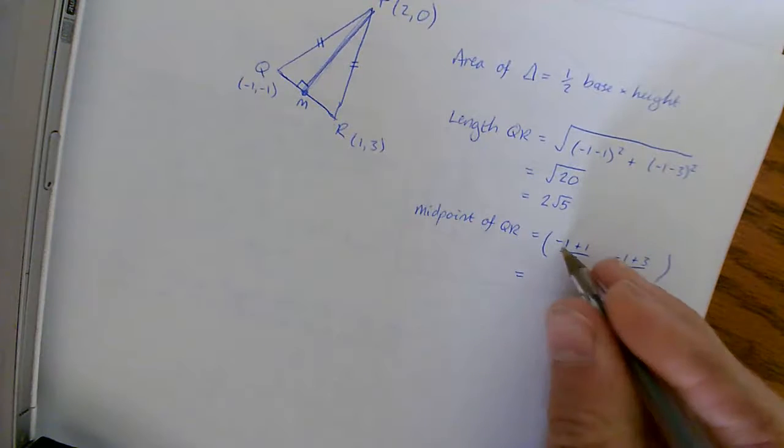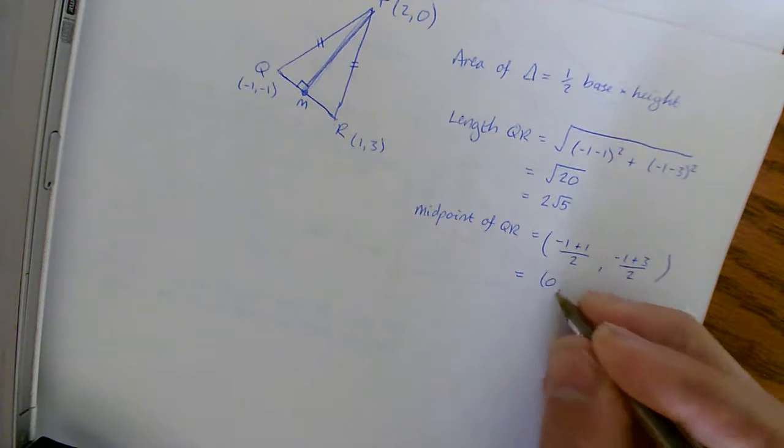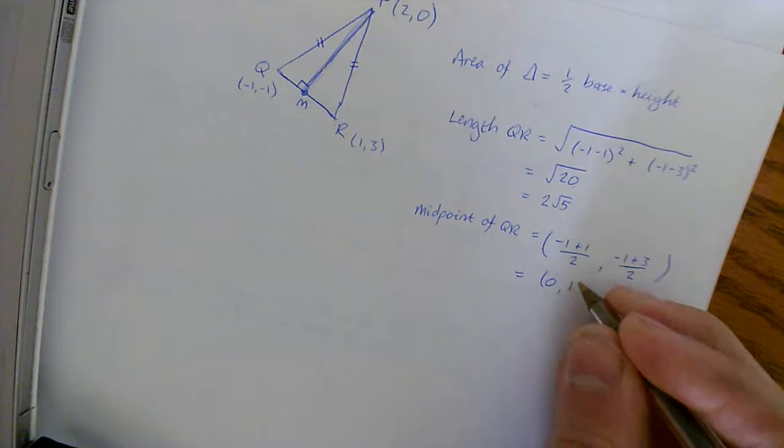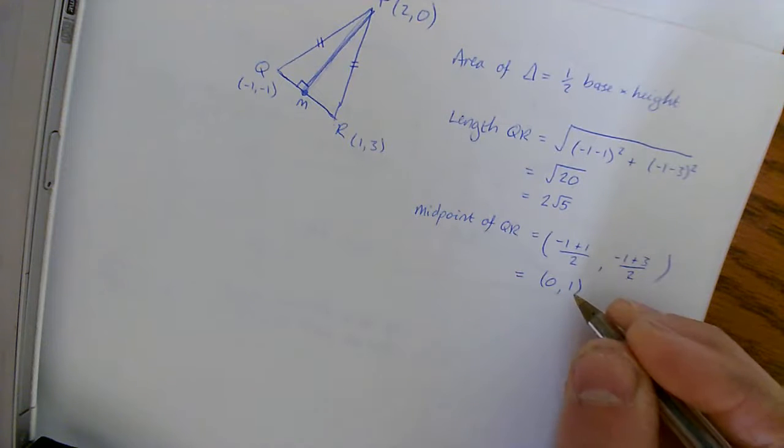And so working out those values, minus 1 plus 1 is 0, divided by 2 is still 0. Minus 1 plus 3 is 2, divided by 2 is 1. So our midpoint is 0, 1.